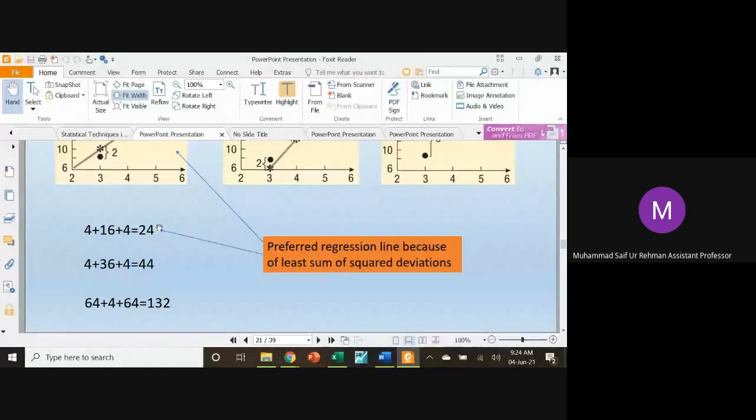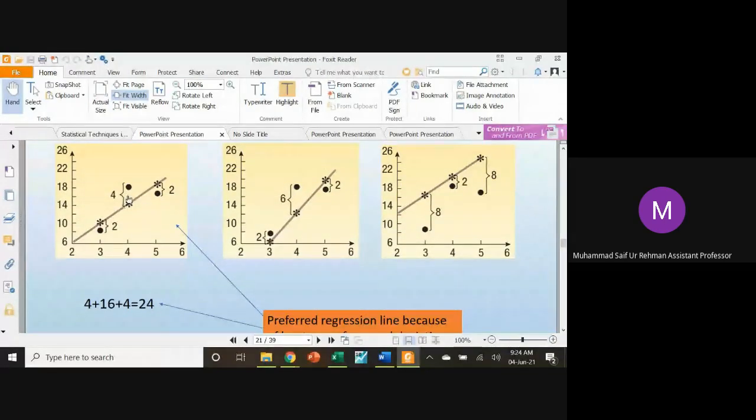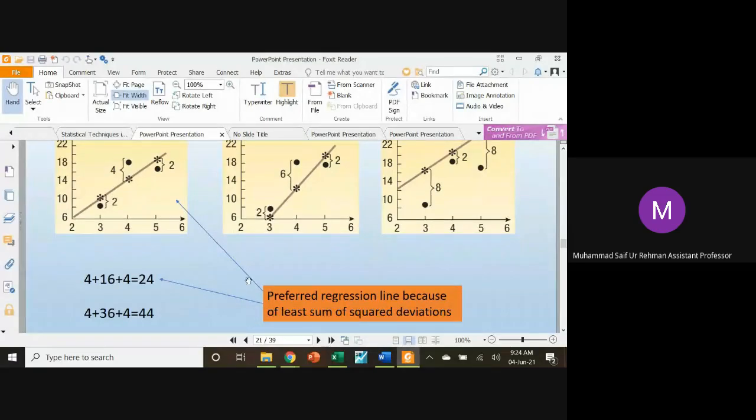So this is the minimum answer. This is the preferred regression line because of the least sum of square deviations. These are the deviations from the mean. This line is basically passing through the means. In this case, if you see, x bar will be on this line and y bar will be on this line at some particular point. So this is the line from where the deviations from the mean, or the sample regression line, are minimum.